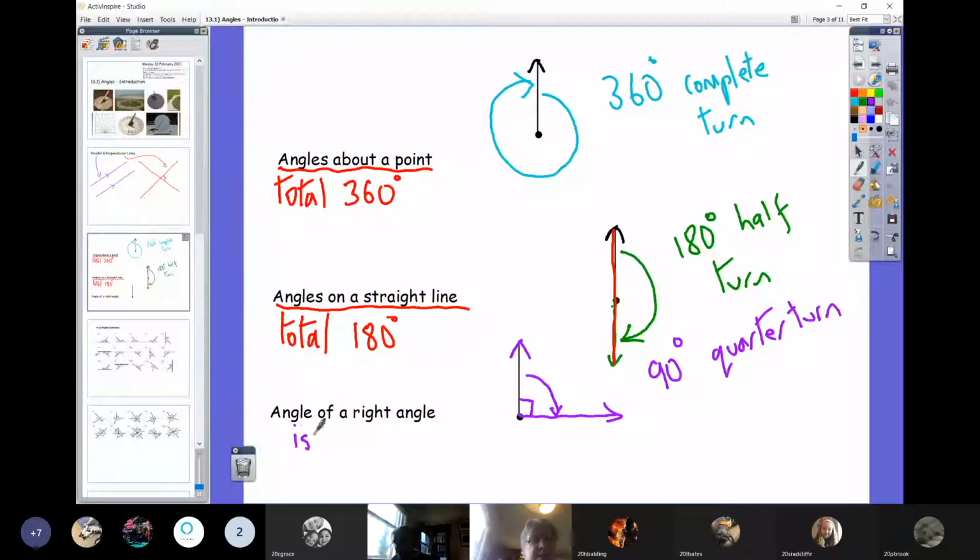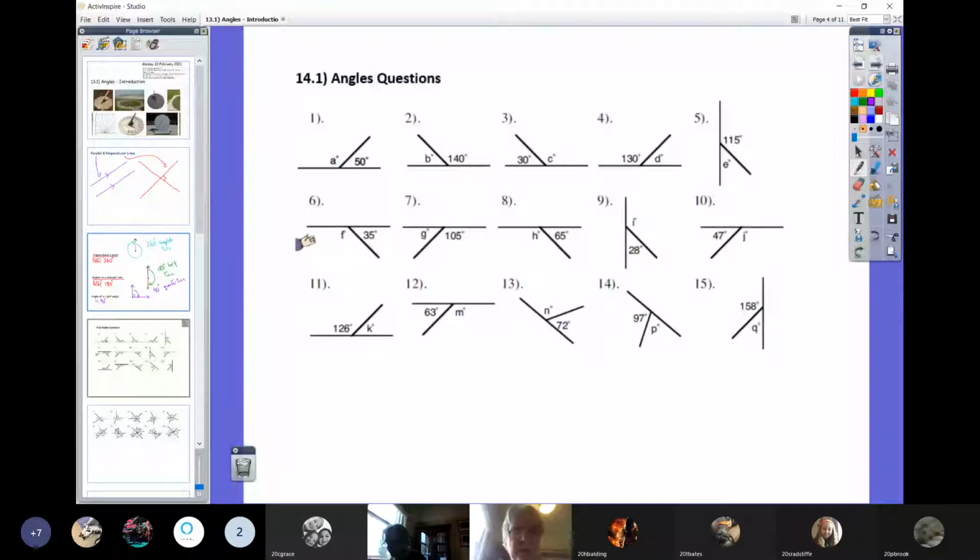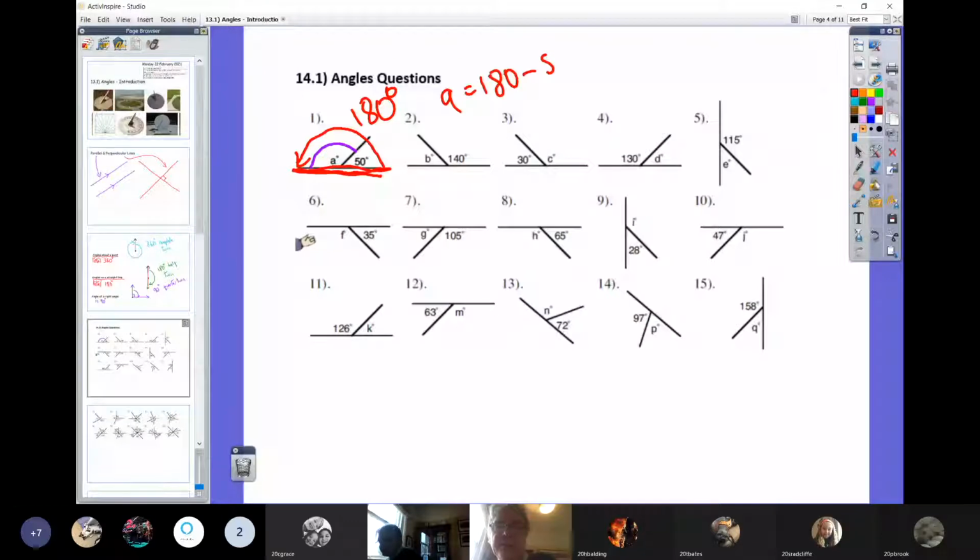So with those facts, we can answer some questions that would be a bit like these. For example, for question 1 here, we're being asked to work out what angle A is. Because they form a straight line, the two angles together, that half turn all the way round, must be 180 degrees in total. So to work out what A is, we're going to do 180 degrees, take away 50, to get 130 degrees.